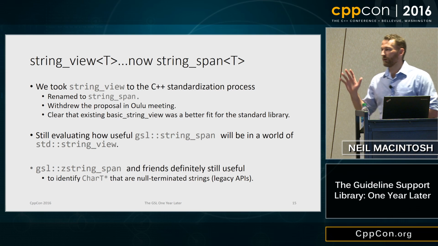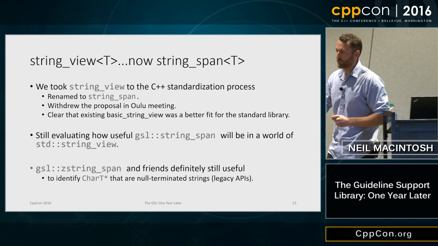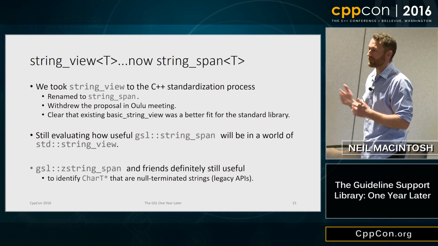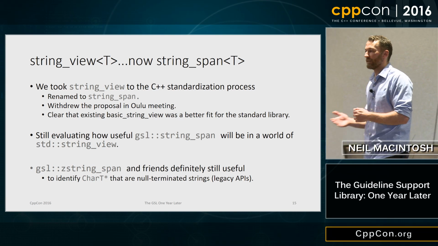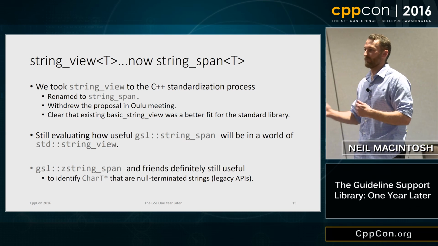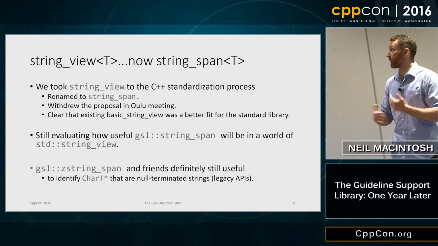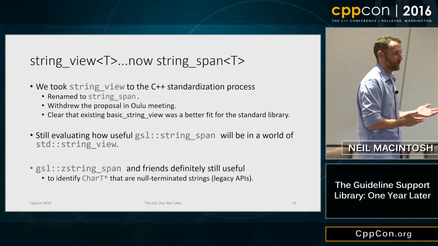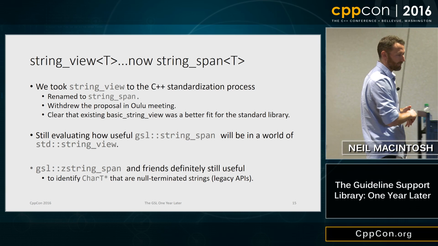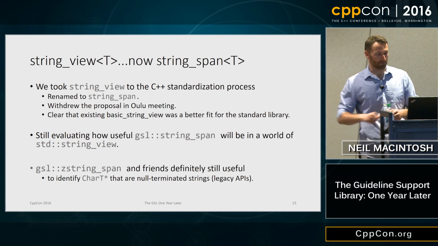I'm not sure what we'll do with it going forward in a world with StringView. Right? We need to sort of see, can it stake out its own place in the same way that we did with span versus multi-dimensional span, right? Is there a way we separate these two to make sense of them? Or are we going to fold them together and just pick up and use StringView? I'm not 100% sure. That's something for the next 12 months of the GSL.